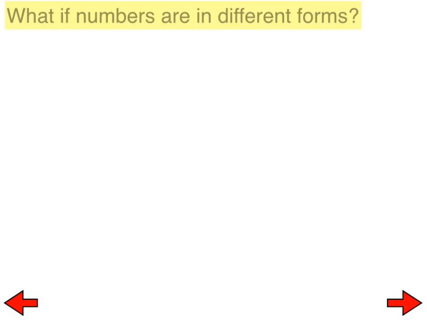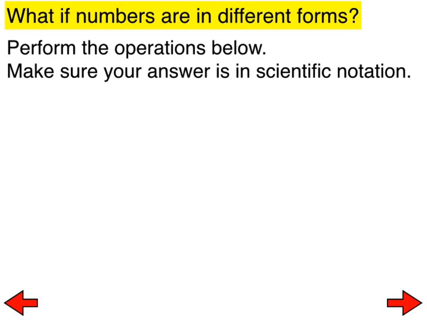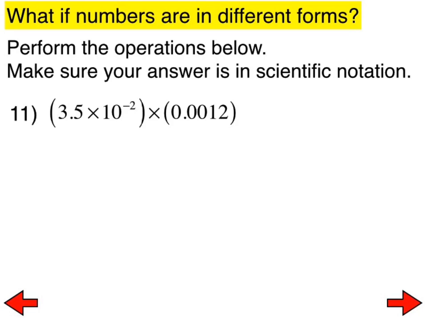All right, next thing. What if numbers are in different forms? In other words, what if we had something like this, 3.5 times 10 to the negative 2 times 0.0012, and you were asked to write your answer in scientific notation? What should you do? Change the second one into scientific notation. Yeah, if you turn this into scientific notation and then do what we just did in the previous 5 problems. Everybody try number 11.